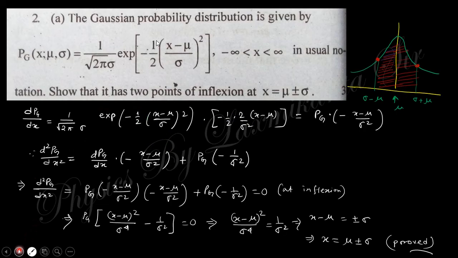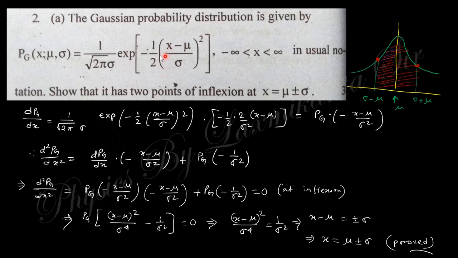Next one, the Gaussian distribution function is given like that. We are given this function in this notation, so that it has 2 points of inflection. Inflection means the second derivative will be 0, the second derivative with respect to x will be 0. So you need to just take the derivative.